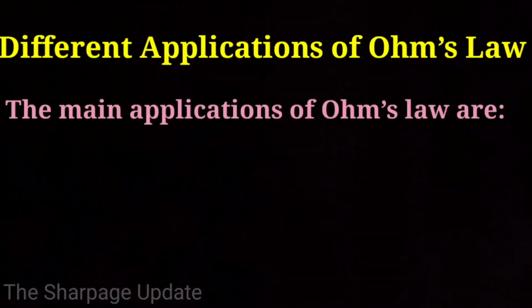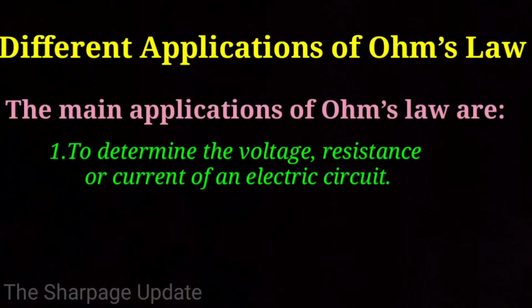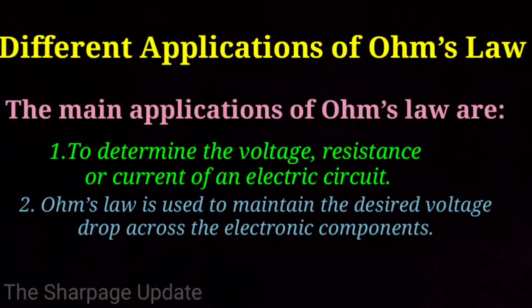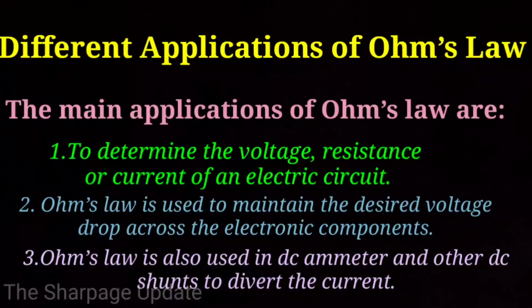Now, we will study the different applications of Ohm's law. The main application of Ohm's law is to determine the voltage, resistance or current of an electric circuit. The second application is that Ohm's law is used to maintain the desired voltage drop across the electronic components. And the third application of Ohm's law is that it is also used in DC ammeters and other DC shunts to divert the current.